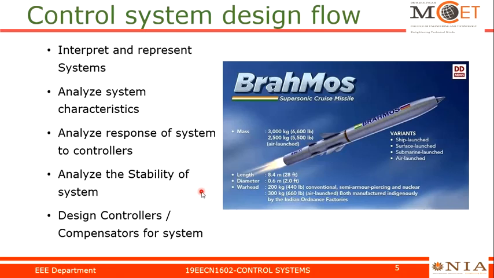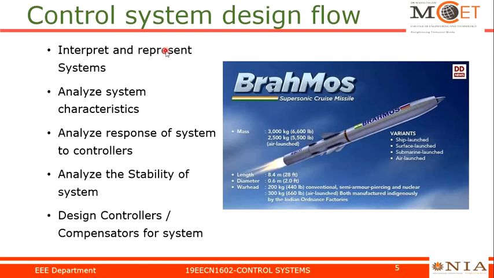Coming to the session, the first topic, the control system design flow. It should interpret and represent the systems first. After representation, analyze the system characteristics, and in the next step, analyze the response of the system to controllers, and then analyze the stability of the system. After analyzing these things, we can design controllers or compensators for the system.